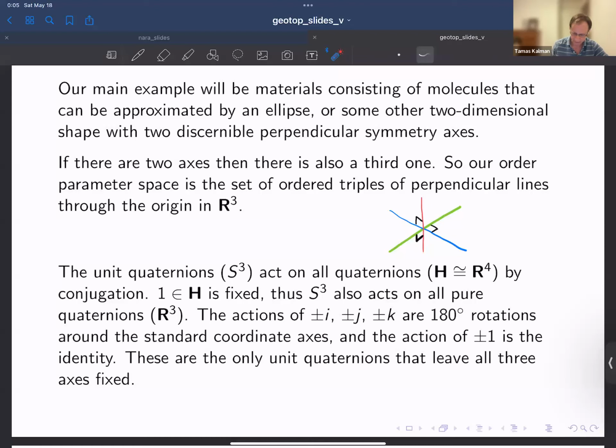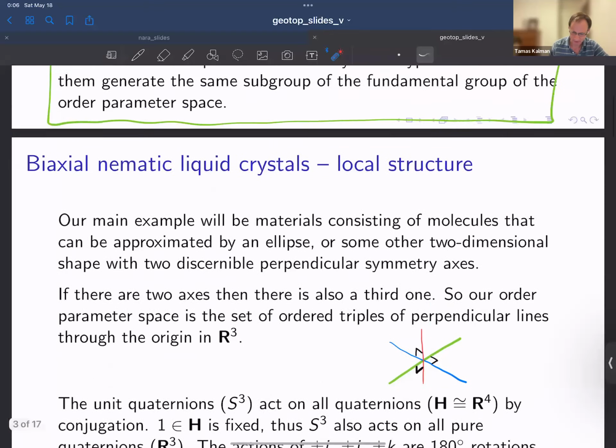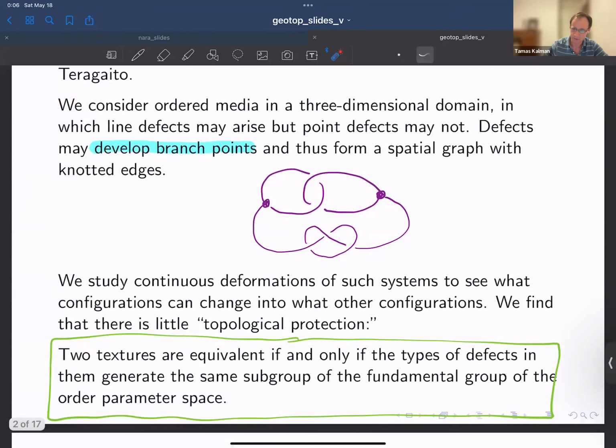Now, if you do a little calculation, it's very simple to see that the actions of the standard units in the quaternion group are 180-degree rotations around the usual coordinate axes. Plus or minus 1 actually acts trivially. And these will be the only unit quaternions that leave the three axes fixed. And that's exactly how the set of all possible positions is this whole set of unit quaternions mod out by the quaternion group. Okay, so now that I have said something super classical, I just remember that I should have said a couple of more things on the previous page.